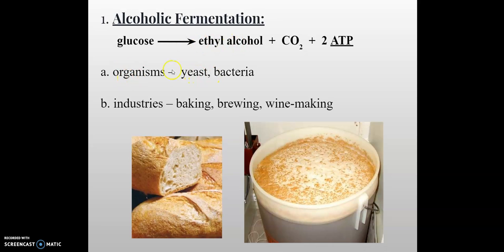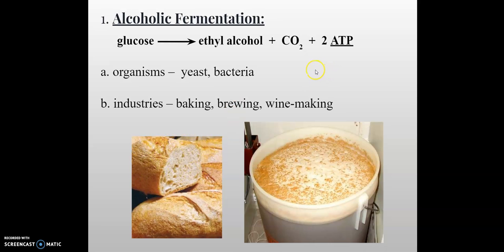This happens in organisms like yeast and bacteria, and we actually take advantage of this in a couple of industries. First, we take advantage of it in the baking industry. When we make bread, we put yeast in that bread. Well, why are we putting yeast in that bread? The yeast actually produces the ethyl alcohol and carbon dioxide, which allows the bread to rise.